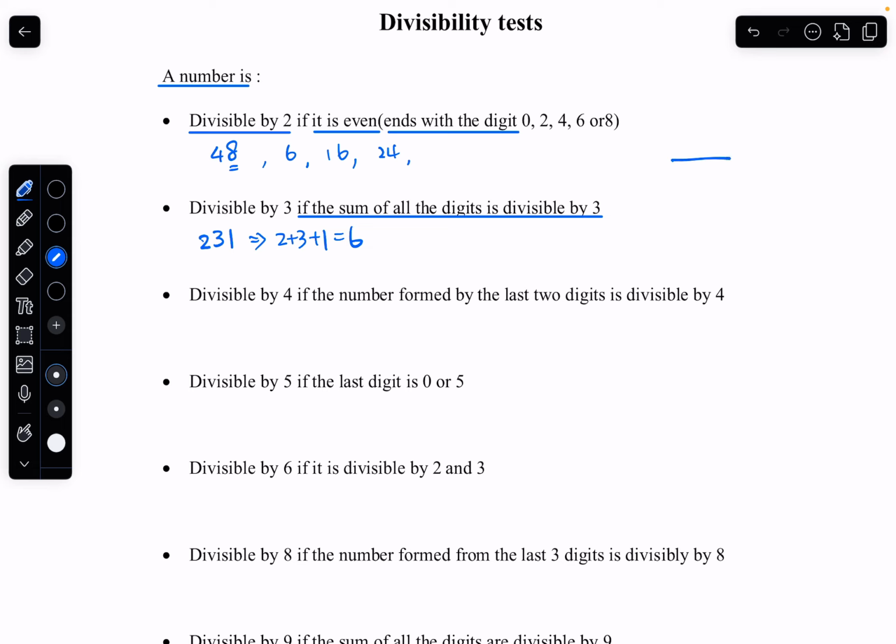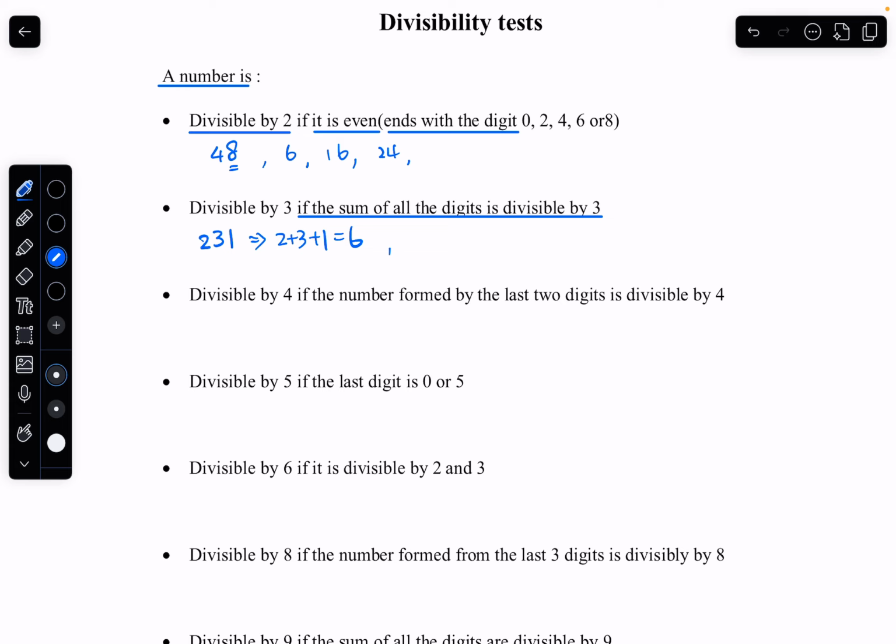For example, 231 divided by 3: 7, 3 21, 21. See? 231 can be divisible by 3. So it means if you add up all the digits and the sum is divisible by 3, then this number is divisible by 3.